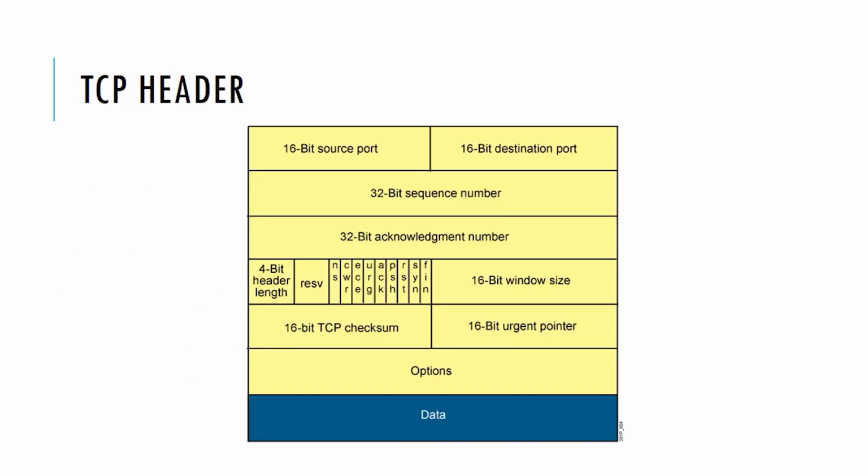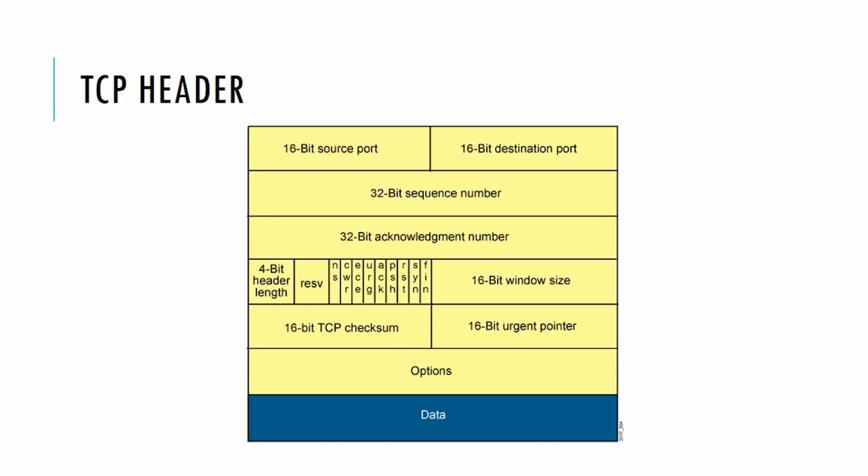We can see the source port and the destination port. We can see the sequence number used for sequencing data. We can see the 32-bit acknowledgement number, which is used for acknowledging data being sent. We can see the 16-bit window size used for flow control. We can see the checksum, which is used for checking errors across the header and the data. We can see the 16-bit urgent pointer, which points to the urgent data inside the data field.